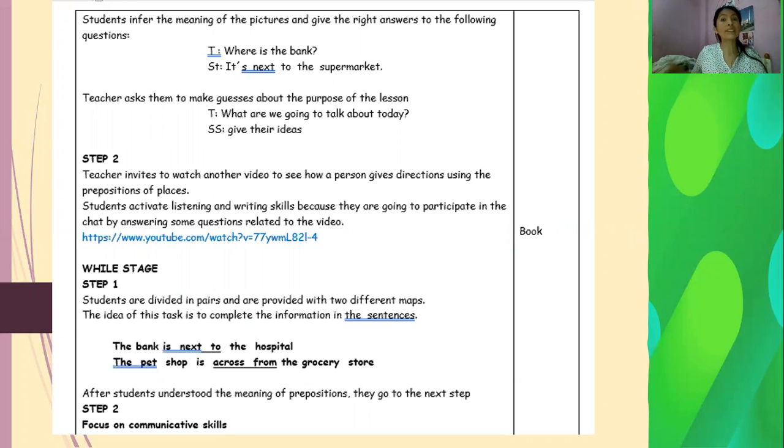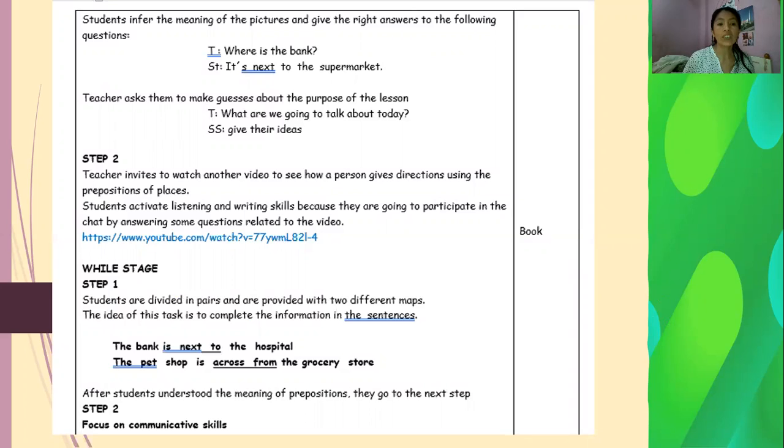For example, next to, behind, in front of, and he asks a question: what is the bank? So the students can infer the meaning through the gestures. In this part, the students are also giving ideas and different opinions. Step 2: the teacher invites them to watch another video to see how a person gives directions using prepositions of place.